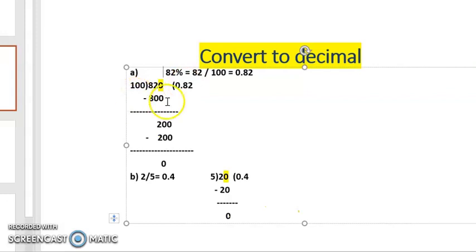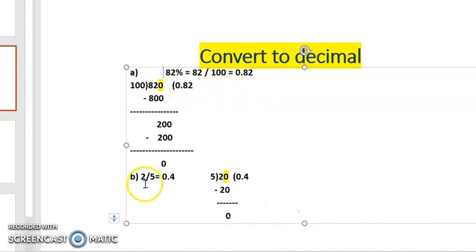8 times. So 8 100s are 800. So 800, when you subtract, you get 20 and add a 0 here. And 100, how many times does it go in 200? 2 times. So by then you have got your answer, which is 0.82. So 82% can be written as 0.82.